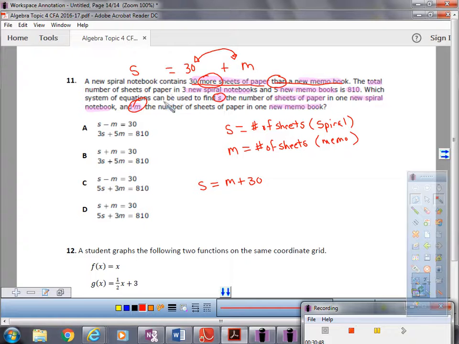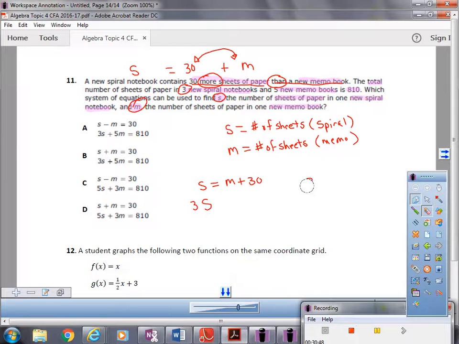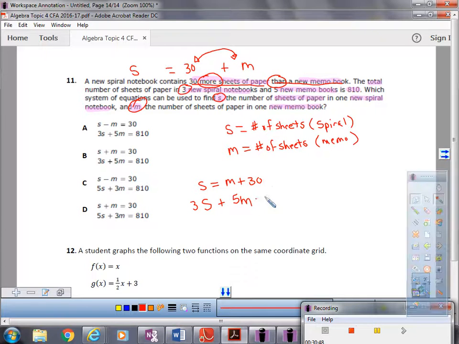On the next one, the next sentence says the total number of sheets of paper in 3 new spiral books. So 3 of the S's. So 3S. I'll put it right here. And 5 new memo books. So plus 5 of these M's is 810. So a total of 810, and then they want to know which 2 equations would work.